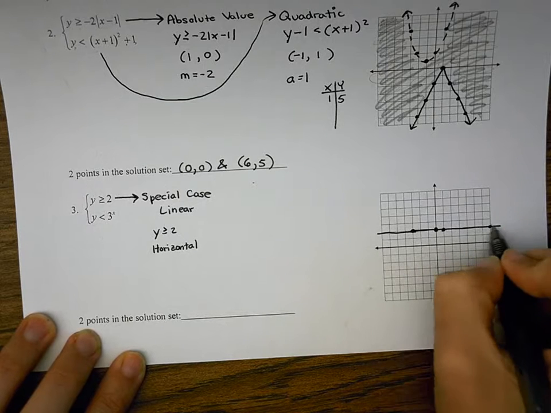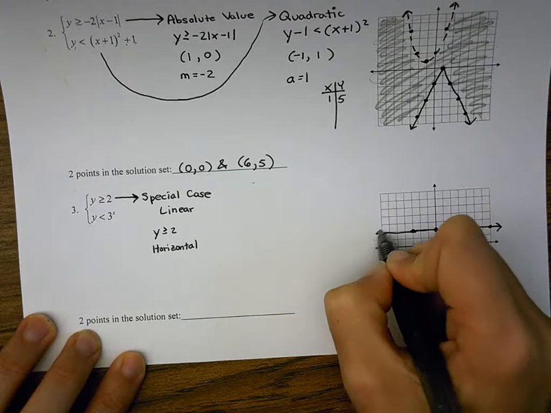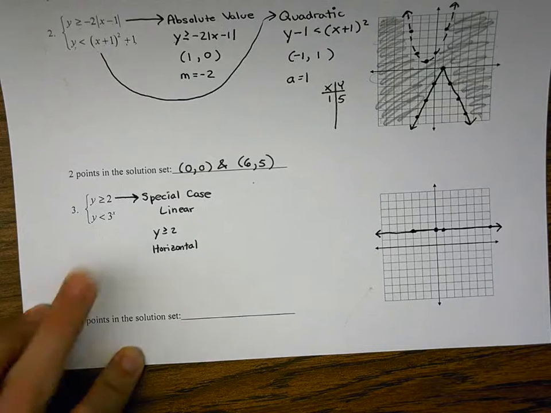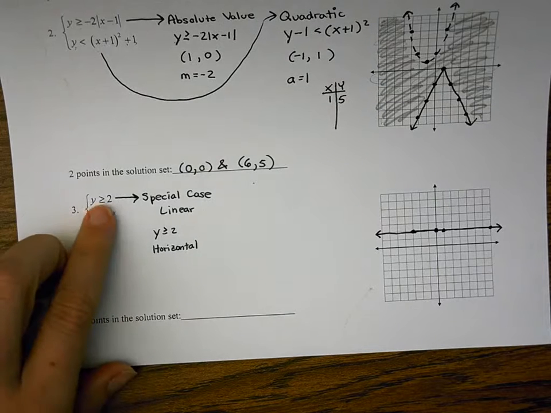And then one more time, why did I draw this in as a solid line again? Okay, because there's an equals here, right? If there's an equals, then it's a solid line.